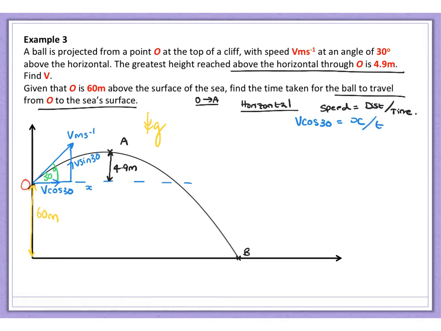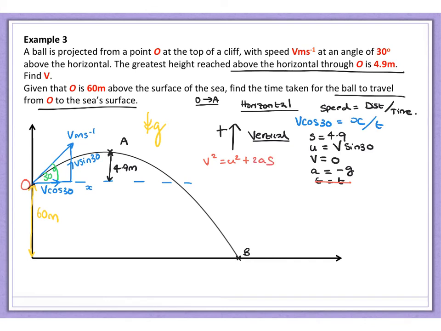Let's look at the vertical motion from O to A. Before we do that, let's define up as positive. S equals 4.9. U equals v sine 30. V equals 0, because at A the vertical velocity is 0. A equals negative g, and t we don't know. So we can discount t from this, and we can use the rest of the values we have here, and the SUVAT equation, v squared equals u squared plus 2as.